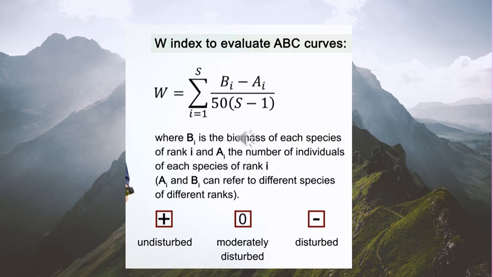Anyway, undisturbed sites have an index that is greater than 0, an index near 0 indicates a moderately disturbed site, and negative indexes indicate a disturbed site. So if the value you obtain for the W statistic or W index is positive, you can say that this site is undisturbed. If it's around 0, the site is moderately disturbed, and if it's negative, it's sure that the site is highly disturbed.